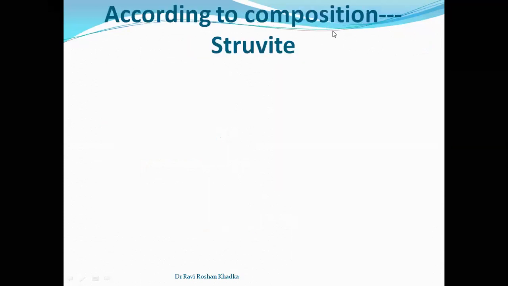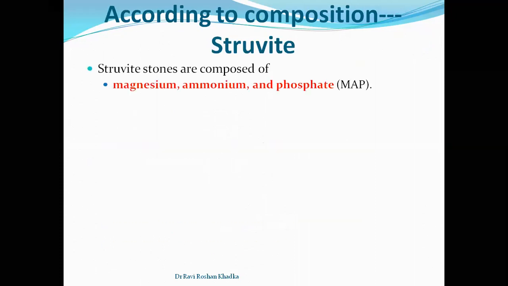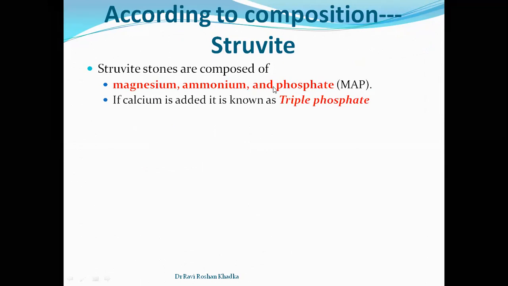And the stone that is important is struvite stone. The struvite stone means basically it is composed of magnesium ammonium phosphate. Magnesium ammonium phosphate is known as struvite stone. And if the struvite stone contains additional calcium, that is calcium, magnesium, ammonium phosphate, it is also known as triple phosphate. So don't get confused. Whenever the magnesium, ammonium, and phosphate stone, that is struvite stone, has additional calcium, then it is known as triple phosphate.